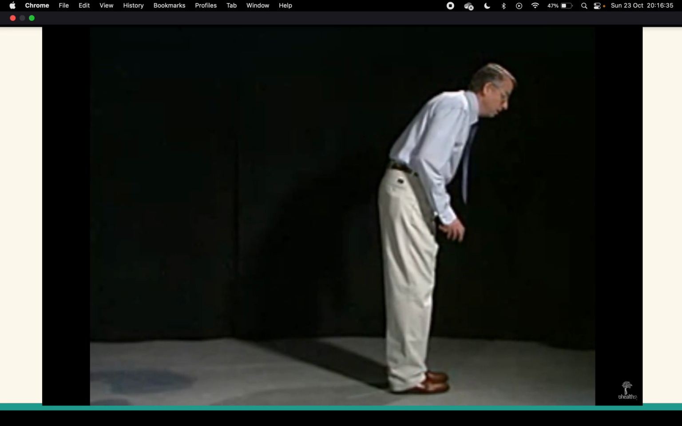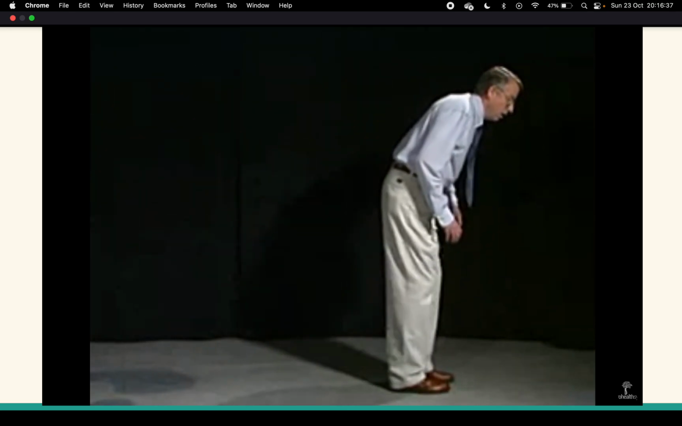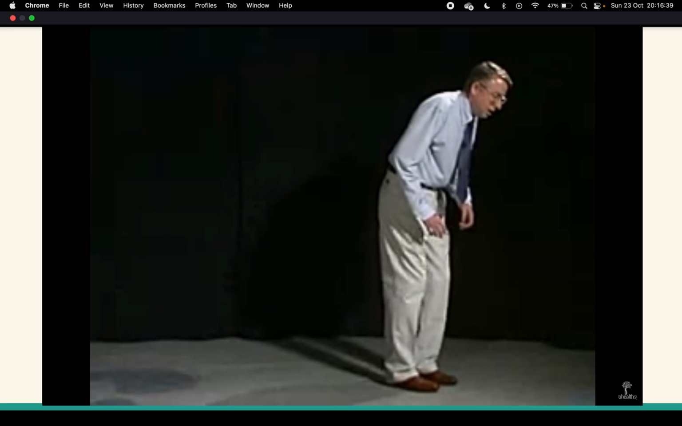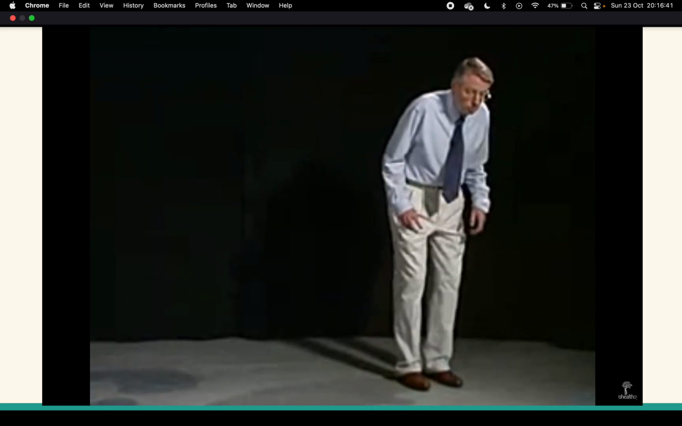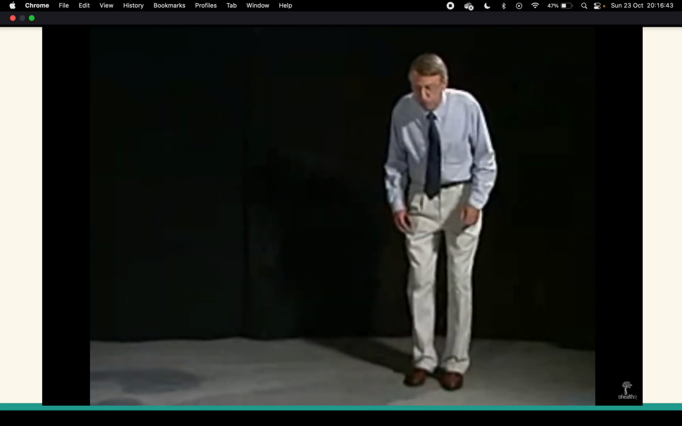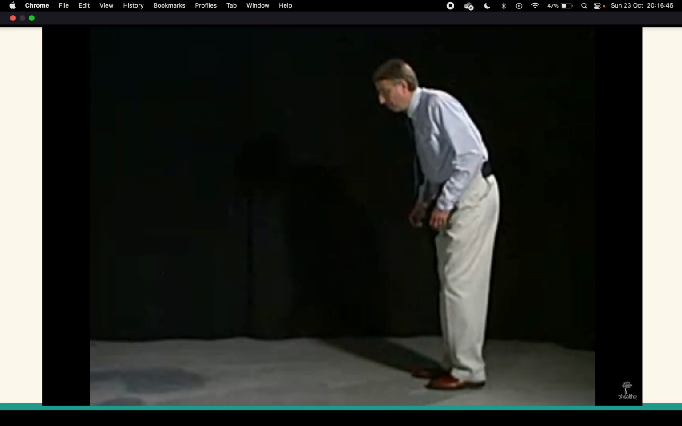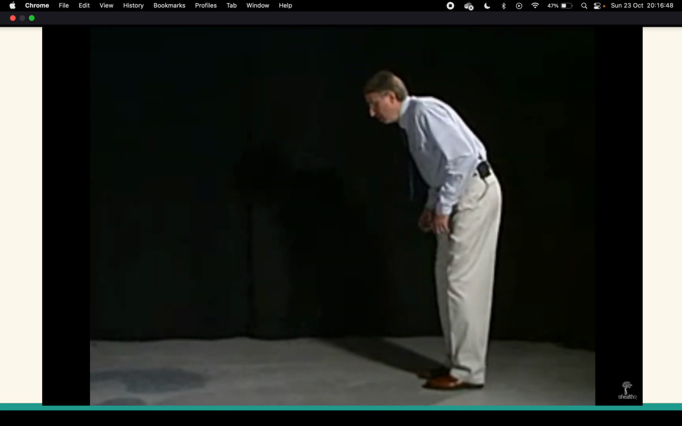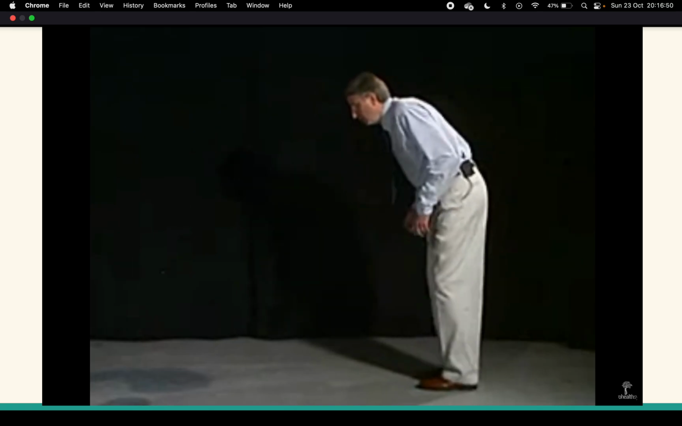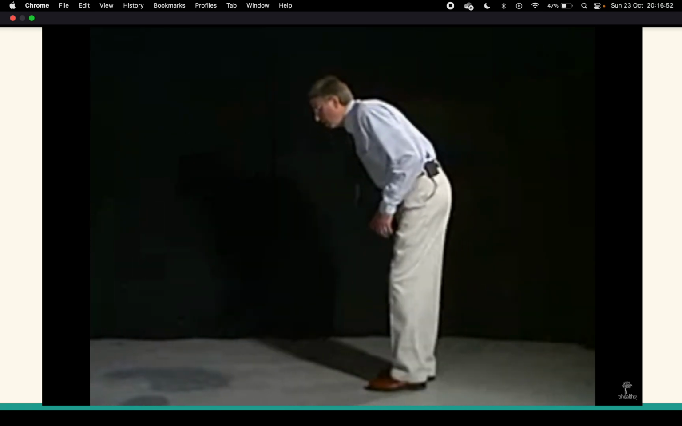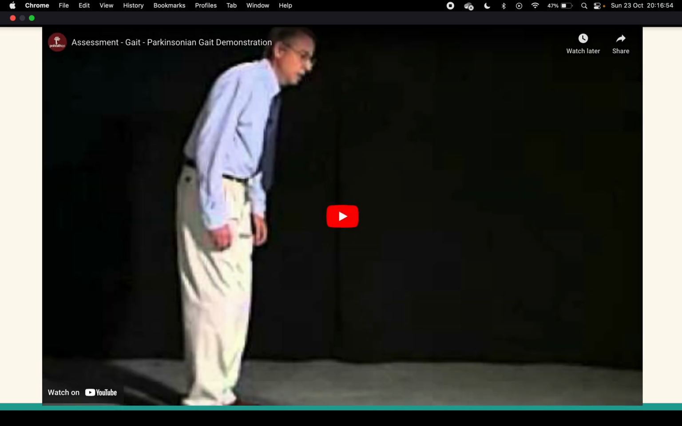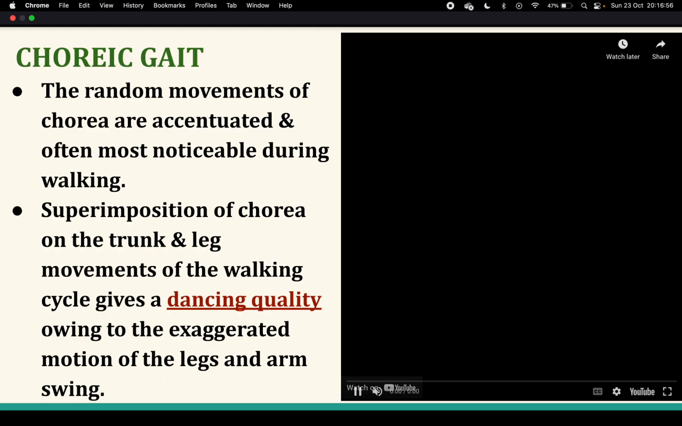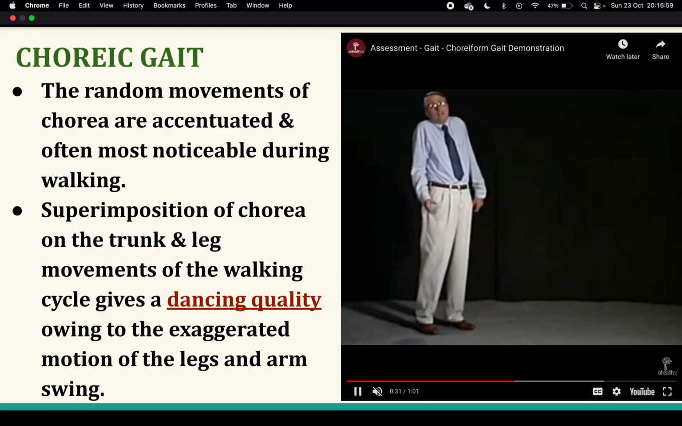and there will be difficulty in turning also. This is freezing. You suddenly stop there to turn, and slowly this is en bloc turning, like step to step turning, and again start hesitancy to start the movement, and then he starts slowly. Suddenly he picks up the pace. Yes, yes. Now coming to the choreic gait.